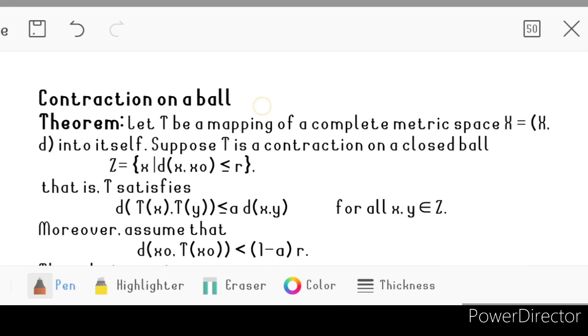Next we have contraction on a ball, and we will discuss this in our next lecture.